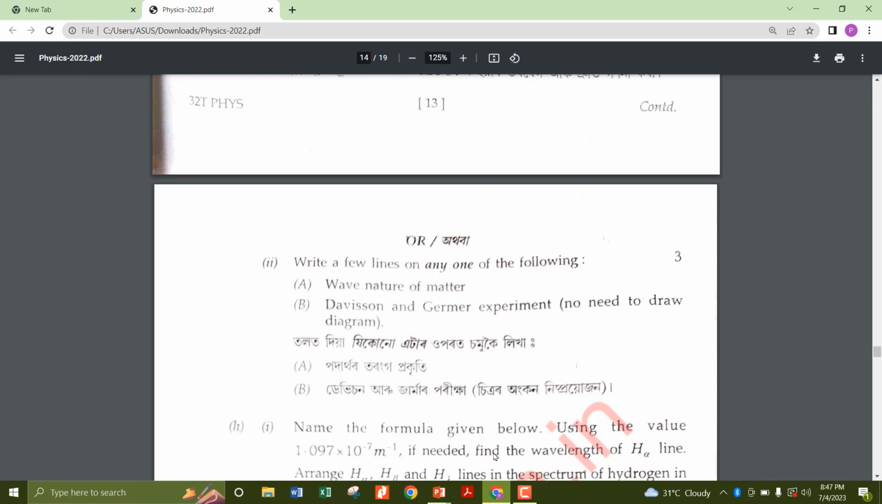And what we say is that for a moving particle there is some wave which is associated with it. According to de Broglie, the wavelength of that matter wave is h by p.